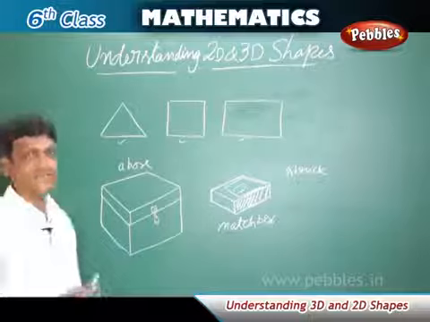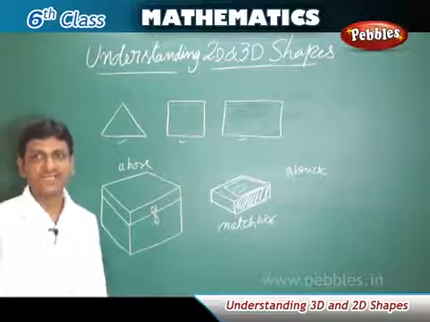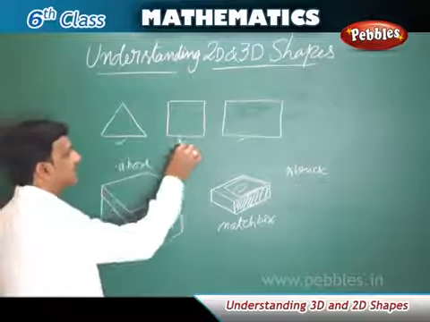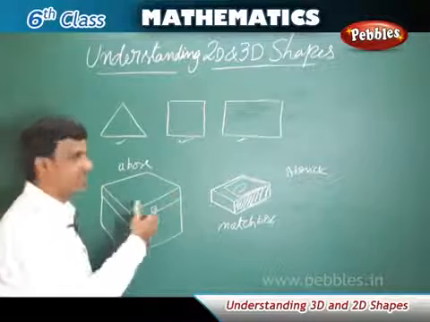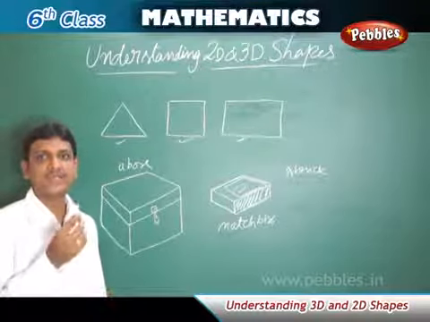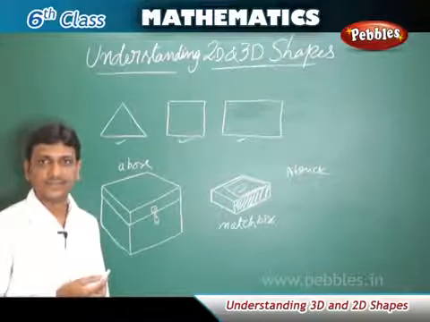Understanding 2D and 3D shapes. In the earlier chapters, you have learned about the basic geometrical shapes like triangle, square, rectangle, and so on. These shapes are 2D shapes. That means they have only two dimensions, that is, the length and the breadth.